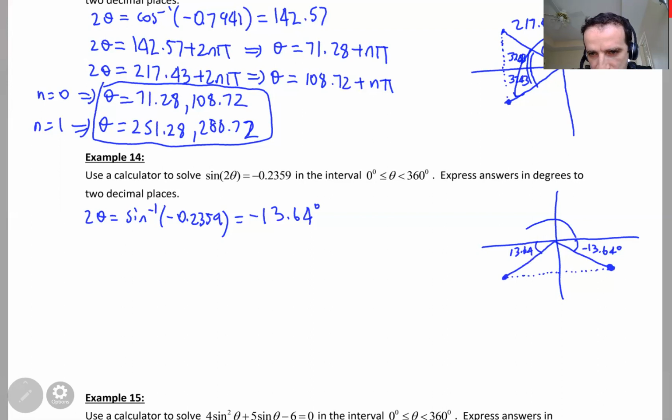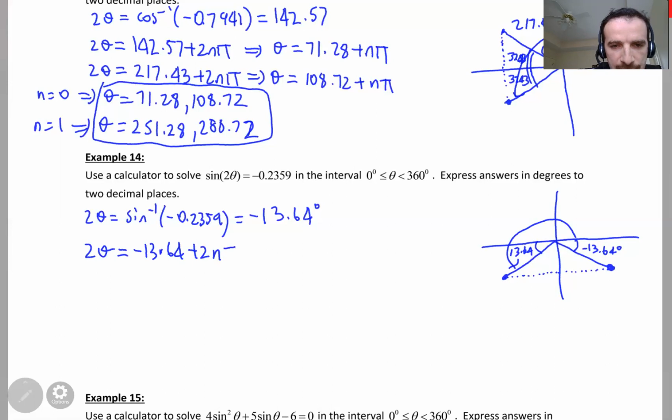And the whole angle here, this is what we need, right? The whole angle here is 180 plus 13.64. So 2 theta equals, first of all, from the first one, negative 13.64 plus 2n pi. By the way, I can also rewrite that negative angle this way, so I can go all the way from here to there. Maybe it is better to do it this way, okay? So negative 13.64.